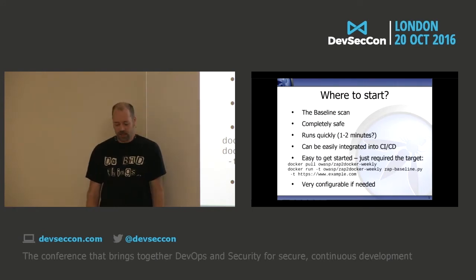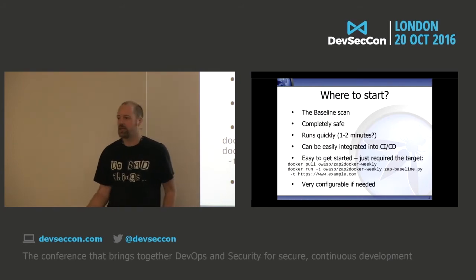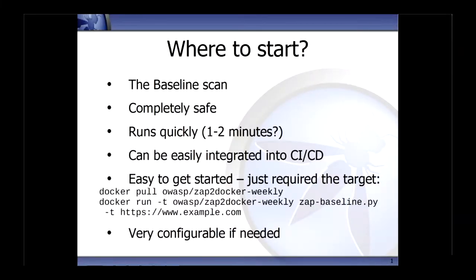So what I want to do is give you a place to start, and this is particularly for people who haven't got any automated security scanning at the moment. It's something called the baseline scan, and this is safe. And it runs quickly, and by that I mean within a couple of minutes. And that means you can integrate it in your continuous integration, continuous deployment pipeline. It might not be one you want to do on every commit, but you can certainly do it when you're promoting an application to staging or live. And it is very easy to get started.